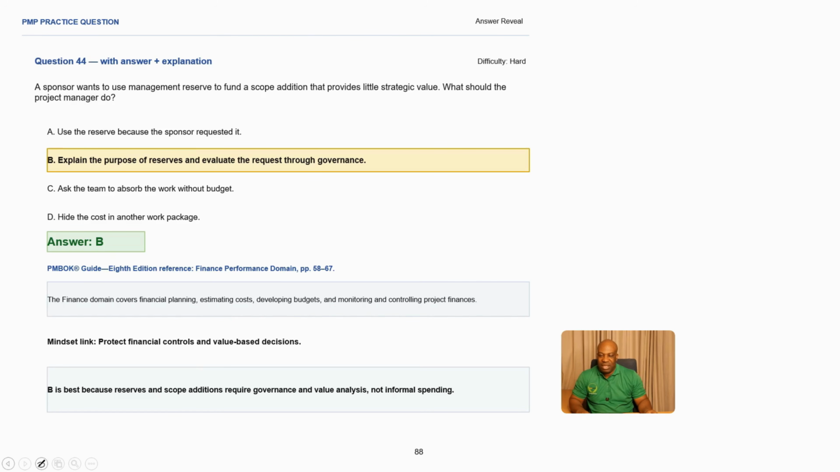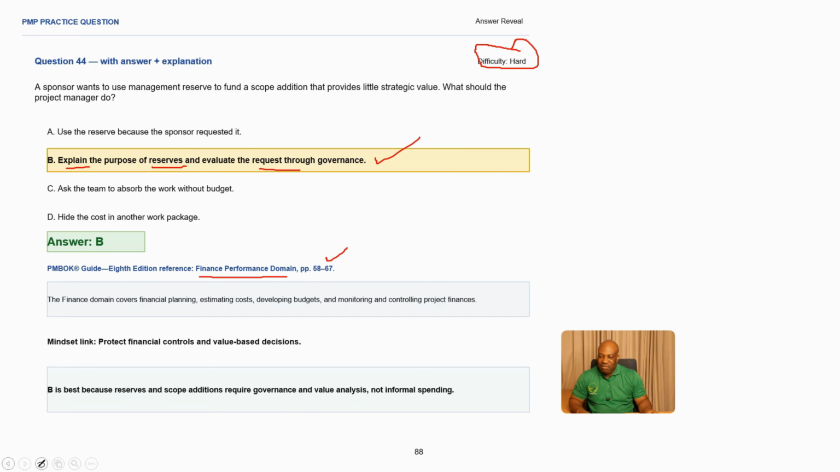So therefore, the best answer in this scenario is B. Okay, you need to explain the purpose of reserves. Evaluate the request through governance. So the level of this one was actually hard, all right? And our reference in the PM book is on finance performance domain, which is on page 58.